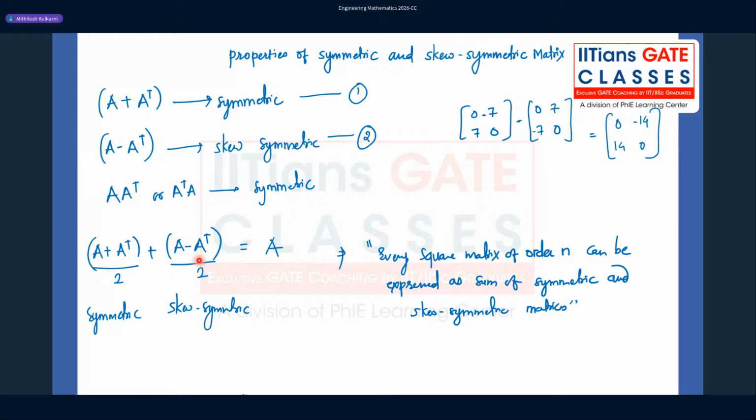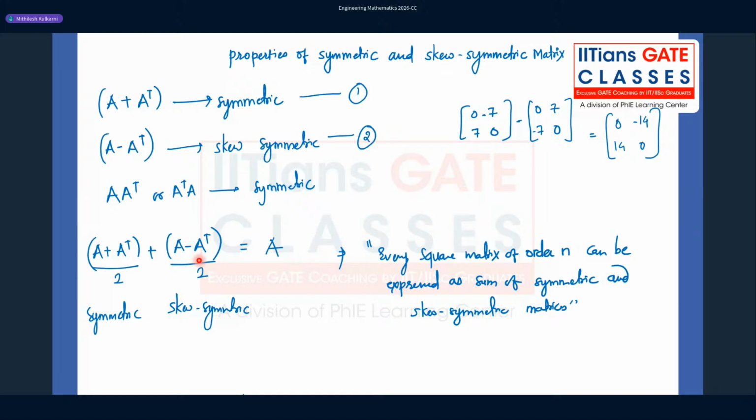If you know these properties, it will be very easy for you to answer some questions which are generally 1 mark questions in the GATE exam. Otherwise, you will have to assume some examples and then do a trial, like A plus A transpose, A minus A transpose, A into A transpose and all. But if you know these properties, it's very easy. You can directly take the correct answer. So I would suggest you to remember these properties.